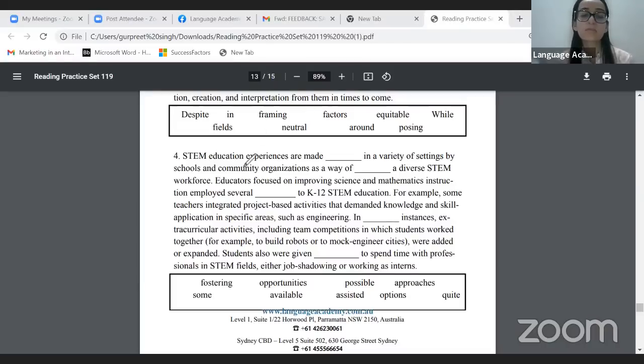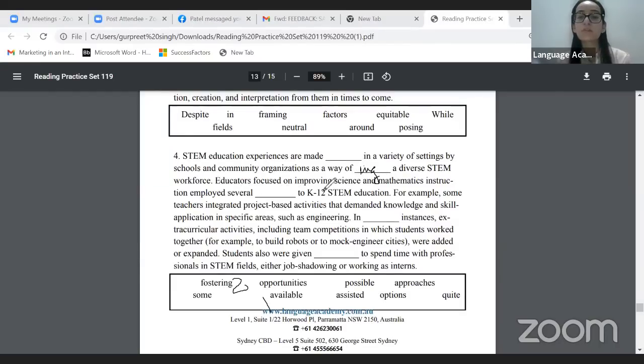Good, well done. STEM education experiences are made dash in a variety of settings, and yes, are made available. We generally put made and available together. By schools and community organizations as a way of dash a diverse STEM workforce. So after of, we use the ing form of a verb as a way of, and there's only one ing form of a verb, so no choice, no confusion. Way of fostering a diverse workforce. The meaning of fostering is encouraging something.